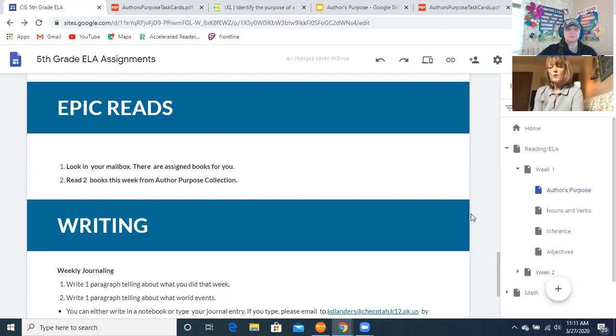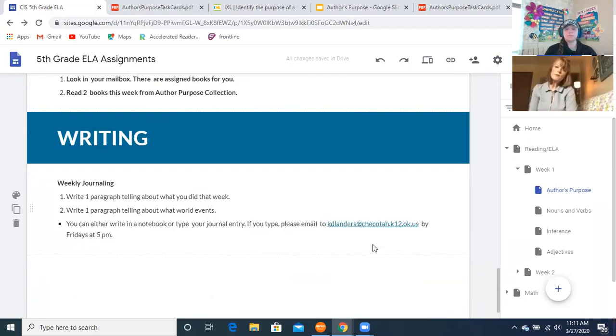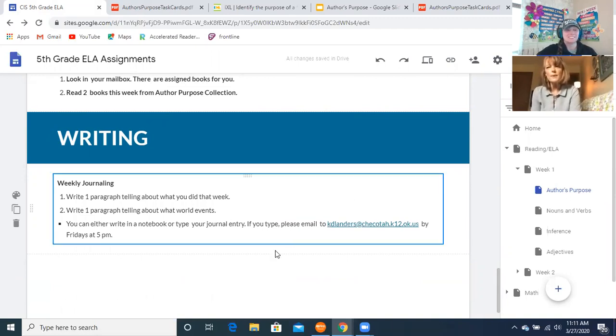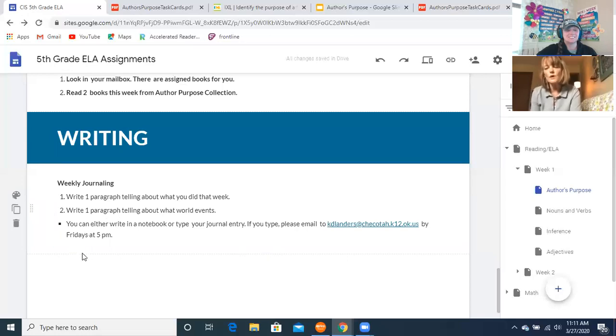Also on your writing, this will be what we do every week. So I really won't have to go over these directions with you each week. We are going to have you write 1 paragraph telling about what you did that week or that day, really. That should say each day. And then number 2, I want you to write 1 paragraph telling about what world events are occurring because we are right now in history. We are making history with this pandemic.